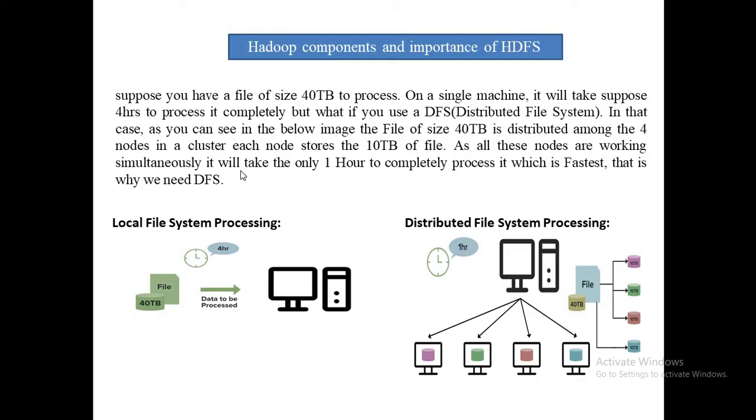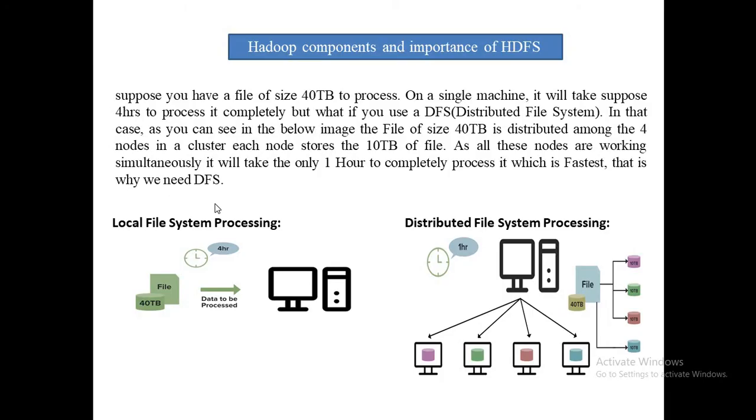As you can see in the image below, the file of size 40 terabytes is distributed among the 4 nodes in the cluster. Each node stores 10 terabytes of the file. As all these nodes work simultaneously, in parallel, it will take only 1 hour to complete the process, which is fastest. That's why we need DFS.